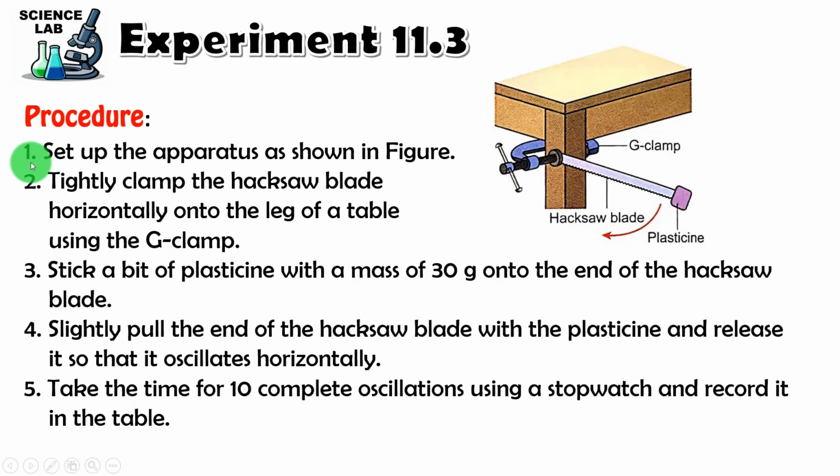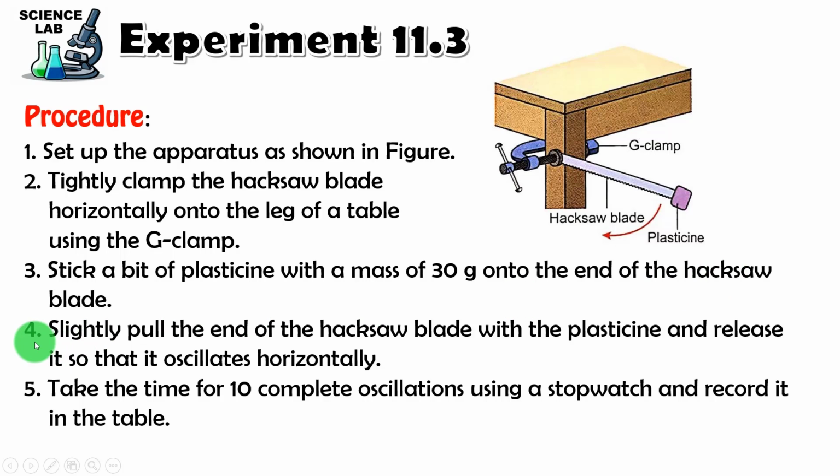Okay, let's see the procedure. First, you need to set up. All the things, you just set up as in the figure, so you no need to explain more. Number 2, you tightly clamp the hexoblade horizontally onto the leg of the table using the G-clamp. Number 3, the important thing is 30 gram. You must tell what mass of plasticine you are starting with. That is the manipulated variable, the first one. So you just mention 30 gram: you stick a bit of plasticine with the mass 30 gram on the end of the hexoblade.